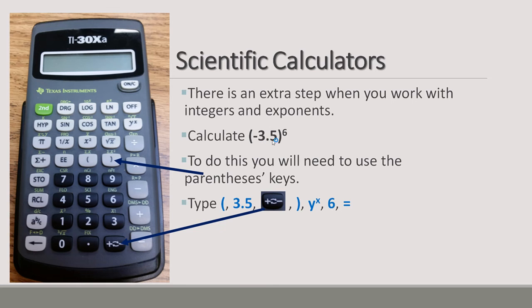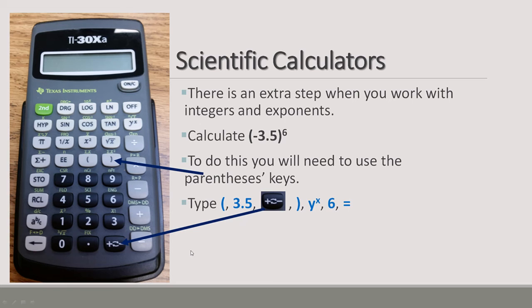So to do negative 3.5 to the 6th, you need to start with the parentheses. So we'll type the first parenthesis. We'll do 3.5. And now because it's negative, I hit this negative button. This says plus or minus. So we hit the negative button, and then we do the second half of the parentheses, and that puts the number in as negative 3.5. Then you come up and hit your exponent key. So now what power is it going to go to? To the 6th power, equals. I know that was a lot more work.